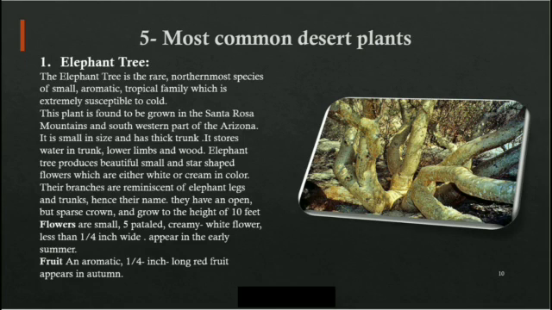They have an open but sparse crown and grow to a height of 10 feet. Flowers are small, 5-petaled, creamy white, less than 1/4 inch wide, and appear in early summer. Fruit: an aromatic, 1/4 inch long red fruit appears in autumn.